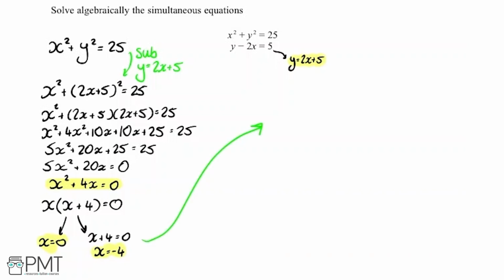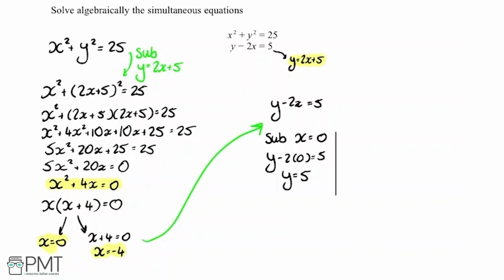Now we could use either equation to do this. However, I'm going to use this second one because it's just a bit simpler. You always want to make your life as easy as possible when doing these questions. So we've got y minus 2x equals 5. So firstly, we're going to sub one of our values for x. We're going to start with x equals 0. So when x equals 0, we'll get y minus 2 multiplied by 0 equals 5. So we get y equals 5. So that's one of them there.